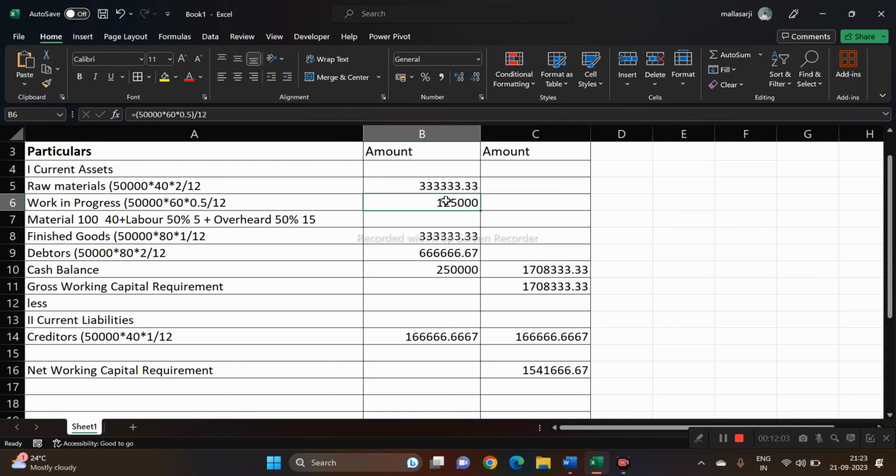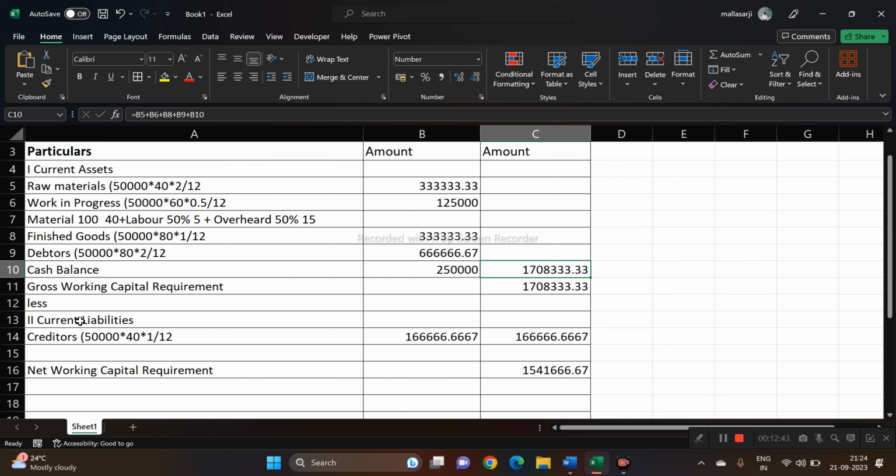The cost is 1,25,000. For finished goods you take 80 rupees cost per unit. So 50,000 into 80 rupees into 1 divided by 12 gives 3,33,333. For debtors we take the total cost of 80 rupees, and debtors are allowed 2 months credit. So the total cost required is 6,66,000, and the cash balance that should be maintained in the company is 2,50,000. So the total is 17 lakh 8,333.